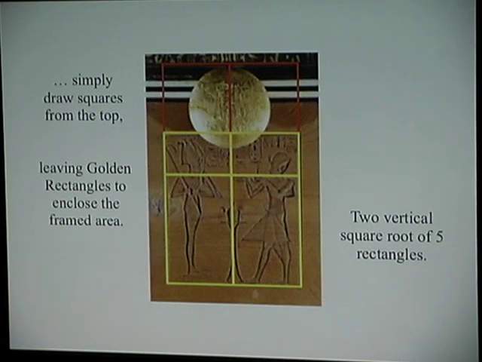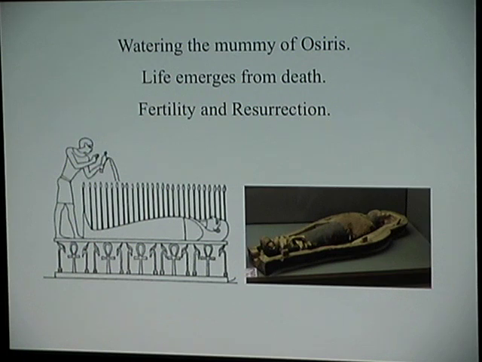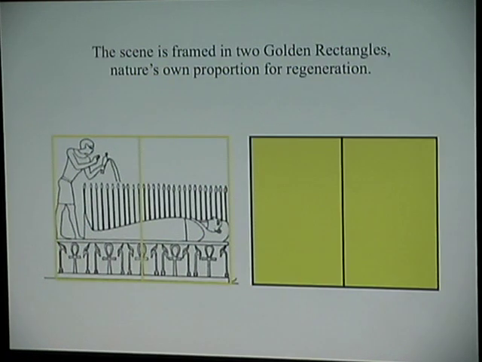Very simple rules. When I see people get so complicated about Egyptian art, I wonder, because it wasn't complicated, at least as far as I see, and I hope that I'm showing you. So it's actually two of these vertical square root of 5 rectangles. I left out the middle square. This root 5 rectangle is the horizontal and the vertical together, the death and resurrection all in one proportion. In fact, this watering the mummy, this filled with wheat, tells us life emerges from death, fertility and resurrection at work. It turns out that the entire scene begins as 2 golden rectangles framing it.